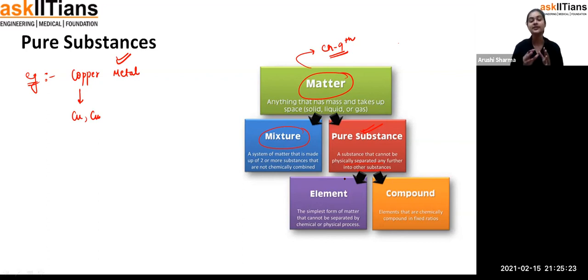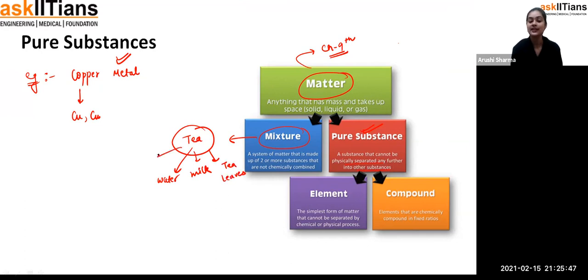Fine. But student, if we talk about a mixture, a mixture is something which is made by mixing two or three different types of components. For example, when we prepare tea, for the preparation of tea, students, we require water, milk, tea leaves, and sugar as well. So you have to mix so many components, then you get a mixture that we call tea.